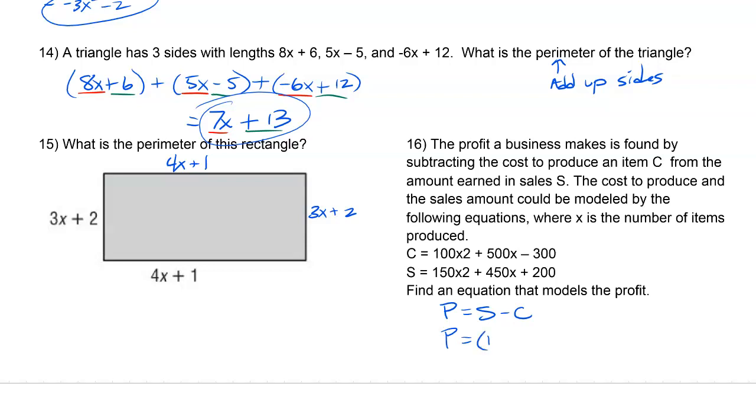The sales would be 150x squared plus 450x plus 200 minus 100x squared plus 500x. I'm going to try to fit it really small. Minus 300. And then to find the answer, you would do like we had been doing above, where you distribute out the minus sign and then combine like terms. So it is a word problem, but it's basically supposed to be exactly like what we've been doing.